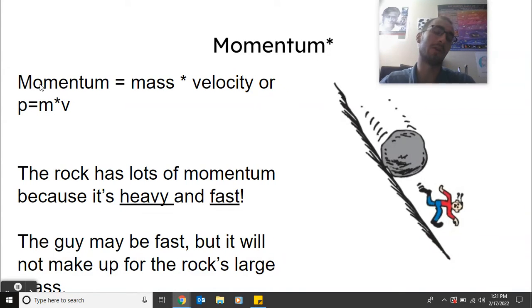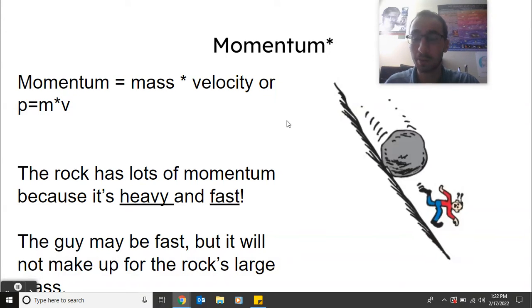And whoa, why is momentum p? That doesn't make sense. The reason is, I think, because m was already taken for mass, n was taken for newtons, o we haven't gone to yet, but it's for ohms, for resistance. And then they're like, oh, let's give momentum p. So p is momentum, and it equals mass times velocity. Okay? Very similar to the force equation, but we'll get into that later.